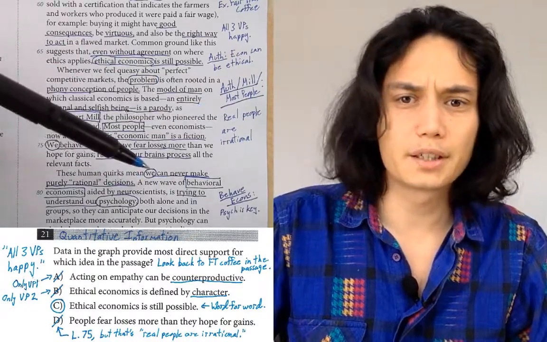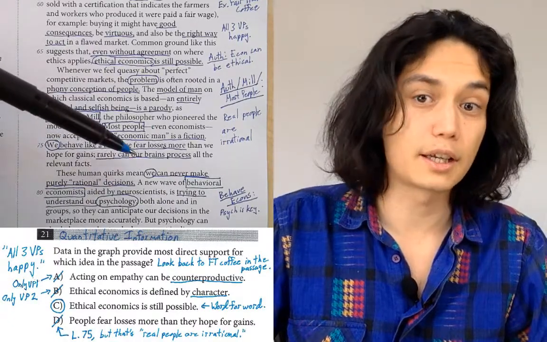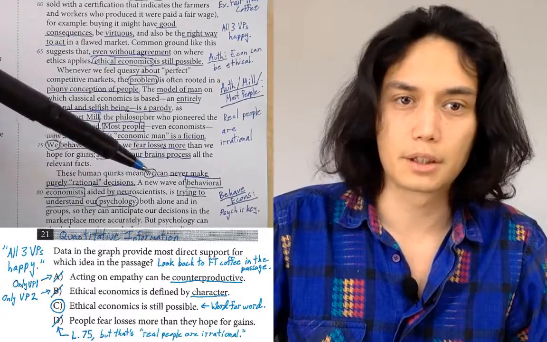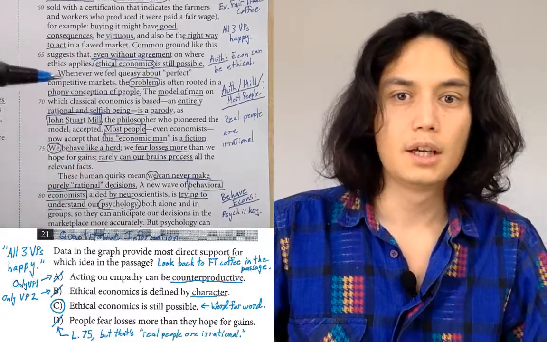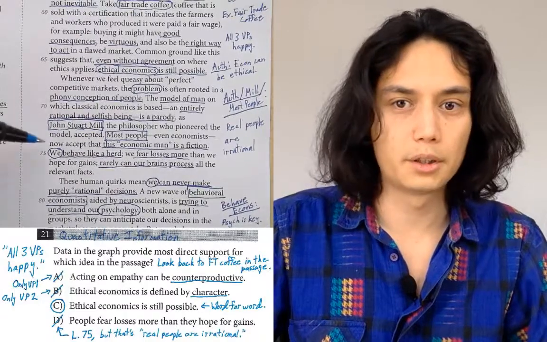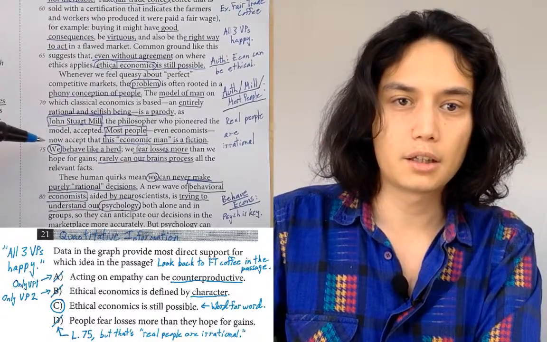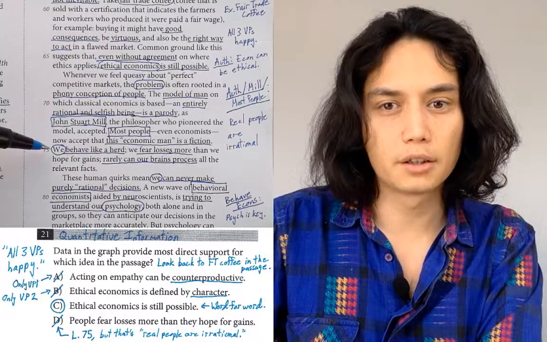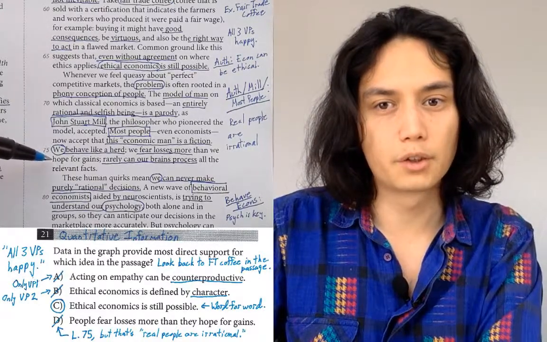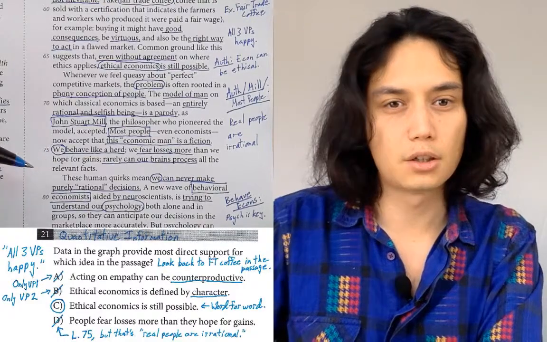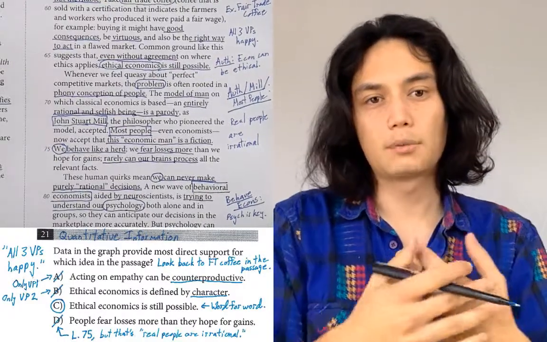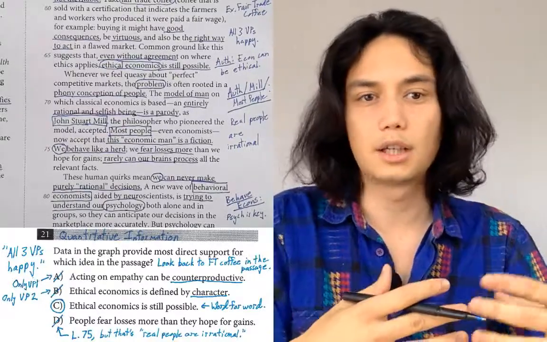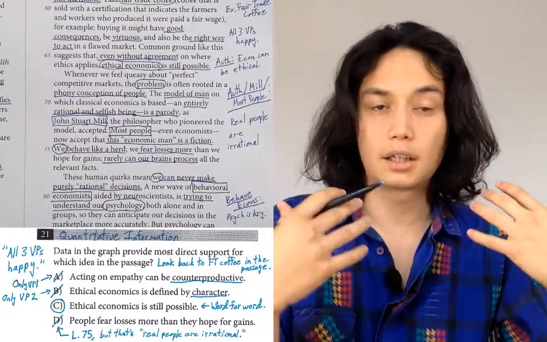The clearest place he says this is actually in the next paragraph. These human quirks mean we can never make purely rational decisions. Boom. That's the purest place where he says this. But that's the point of all of this rambling. And this claim right here, the claim that we're talking about in answer choice D, we behave like a herd, we fear losses more than we hope for gains, rarely can our brains process all the relevant facts. These are points about how real people aren't capable of being the purely rational, selfish beings that economists assume that we are.